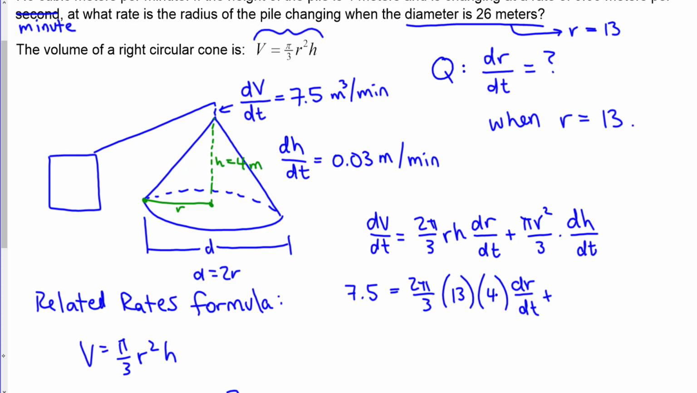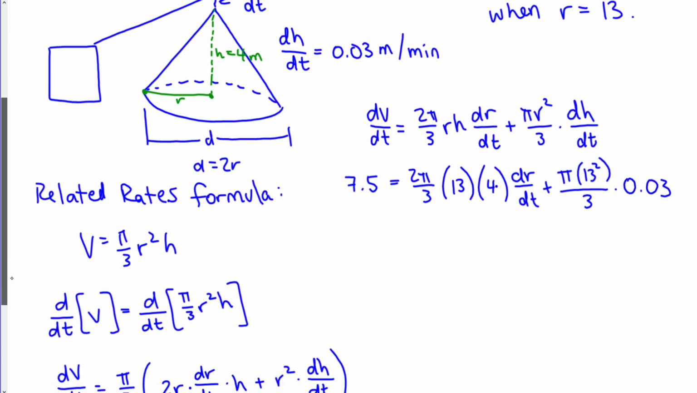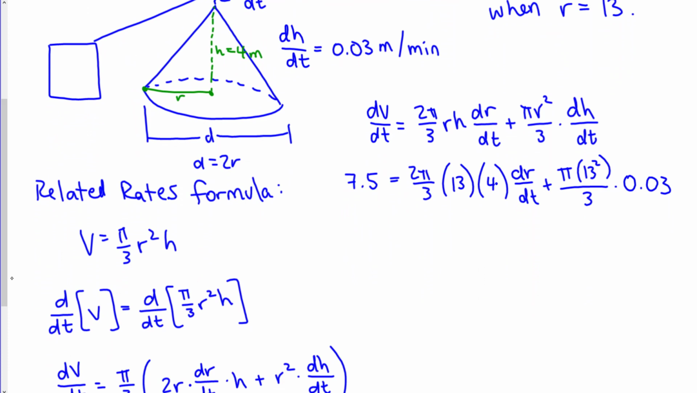Then we have pi r squared divided by 3. So this is going to be pi times 13 squared divided by 3, then times dh dt, and we were told that the height changes 0.03 meters per minute. So times 0.03. Now, I don't think it makes a lot of sense to try and get an exact answer here because there are so many decimals involved. So what I'm going to do is get approximations and come up with an answer that way. So let me pull up the calculator.